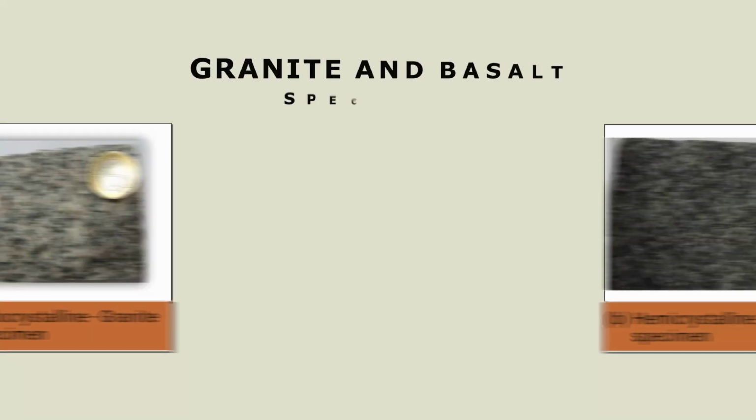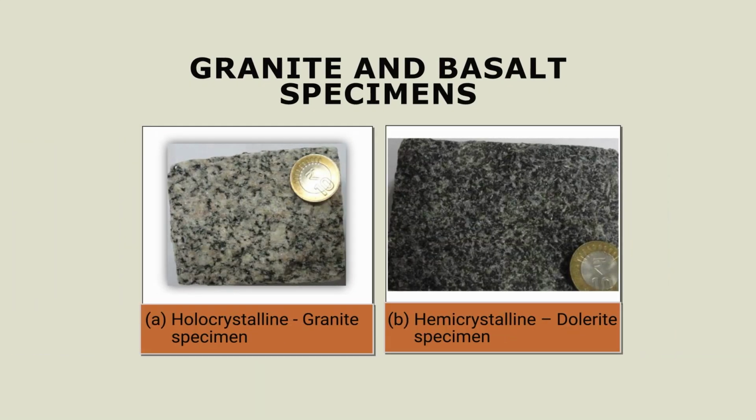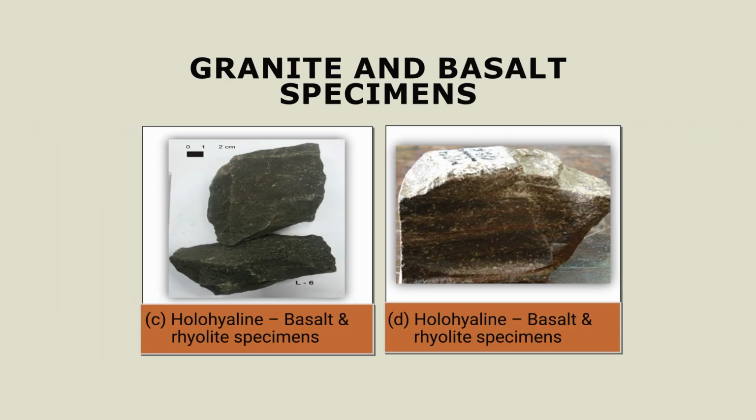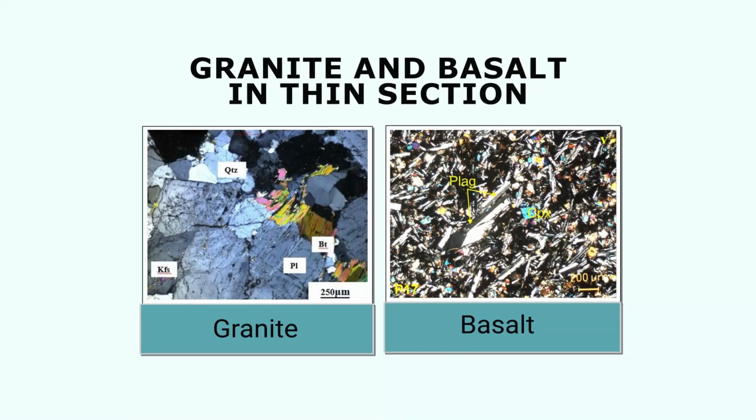First, I will show you granite and basalt specimens, how they look in hand specimens. A is a holocrystalline granite specimen, B is a hemicrystalline dolerite specimen, and the third one is a holohyaline basalt or rhyolite specimen. The same specimens are seen under the microscope. On my left-hand side is granite, and on the right-hand side a basalt slide, in thin section under the microscope. Quartz, biotite, plagioclase, and K-feldspar are seen in the granite slide, and plagioclase, augite or clinopyroxene are seen in the basalt thin section.